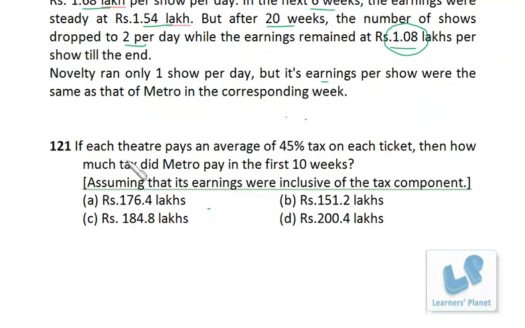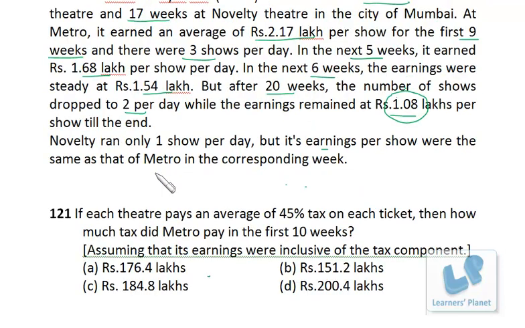Now if each theater pays an average of 45% tax on each ticket, then how much tax did Metro pay in the first 10 weeks? So for first 9 weeks it is 2.17 lakh per show for 3 shows, 7 days and 9 weeks, right? In the 10th week earning is 1.68 lakh for 3 shows for 7 days only. So we can take 3 into 7 is common.